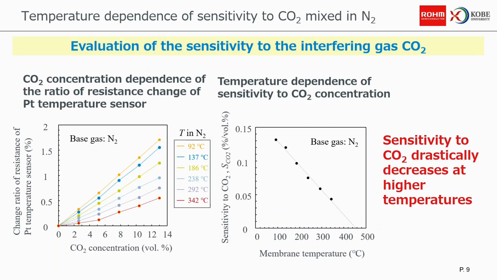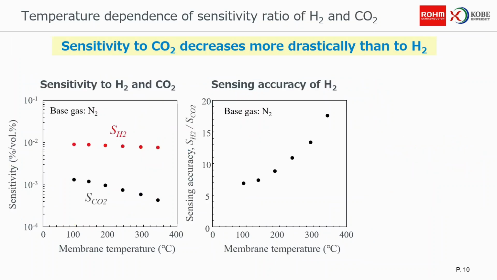This slide shows the temperature dependence of sensitivity to CO2 mixed in nitrogen. As the CO2 concentration increases, the thermal conductivity of the mixed gas decreases, resulting in membrane temperature increase. So the platinum resistance increases. This graph shows the temperature dependence of sensitivity to CO2 concentration. We can confirm that sensitivity to CO2 drastically decreases at higher temperatures. So the sensitivity to CO2 drastically decreases, while the sensitivity to hydrogen slightly decreases.